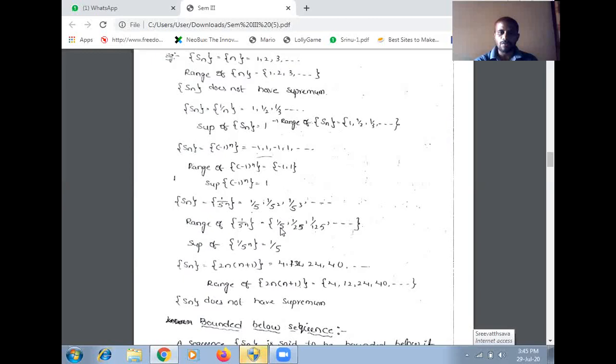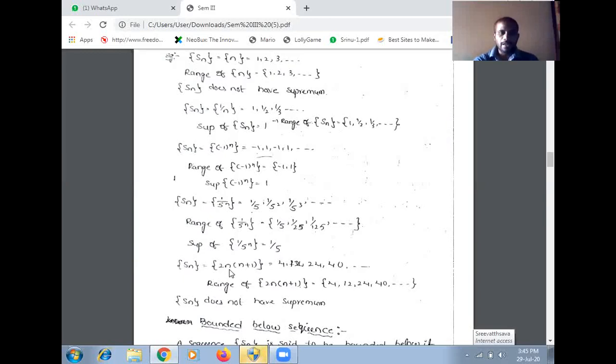At the same time, 1 by 5 is the greatest value in this sequence. So supremum of Sn equal to 1 by 5.